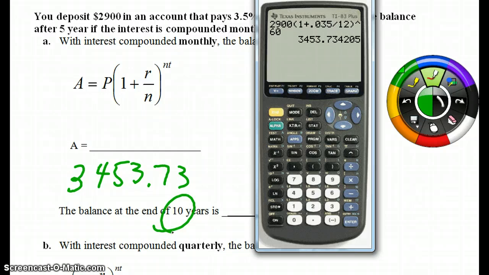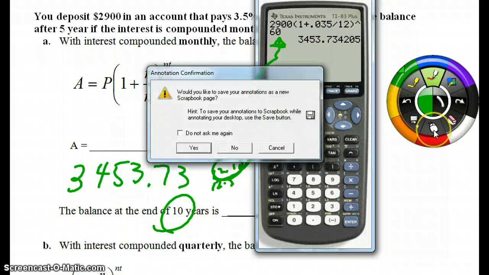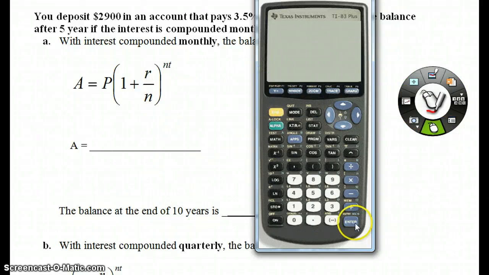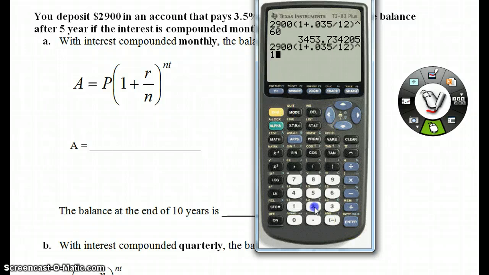If you want to find out what your balance will be after 10 years, then what we'll have to do is change our 60 to, instead of 12 times 5, 12 times 10. So we change this number to a 120. And again, the easiest way to do that on your calculator is to hit second enter, so you can get that formula back up and just change that exponent to 120. So if we leave our money in the bank for 10 years, we would end up with $4,113.20.